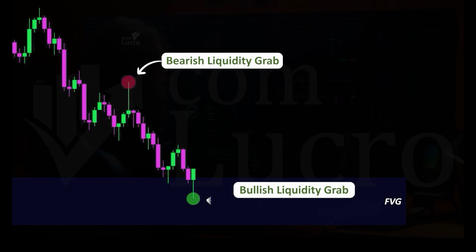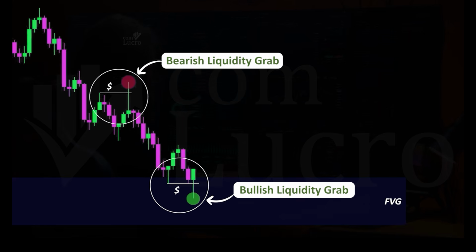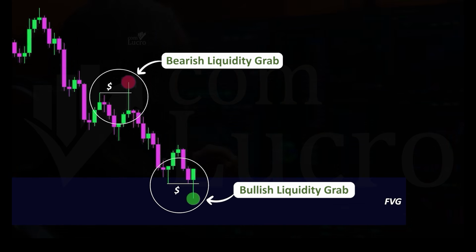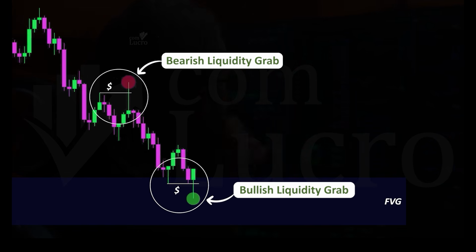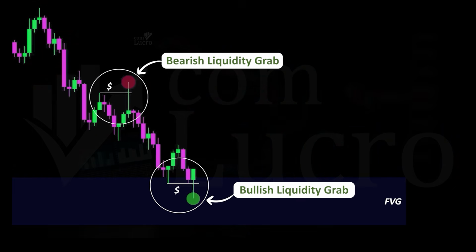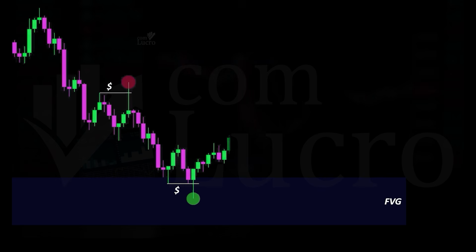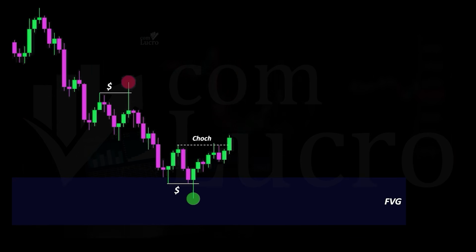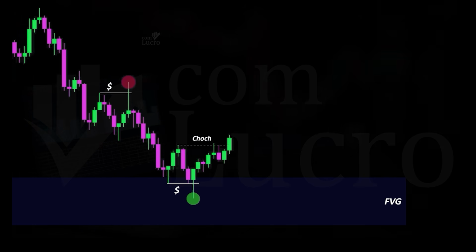One strong clue is a bullish liquidity grab, when price briefly wicks below a previous swing low before reversing upward. This move shows where stop losses were triggered, followed by a sharp reaction in the opposite direction. Liquidity grabs often occur near key zones like fair value gaps and can serve as powerful entry confirmations. When this move also breaks a recent bearish structure on the lower time frame, it gives us extra confirmation. In other words, it forms a change of character. Now it's time to execute the trade.